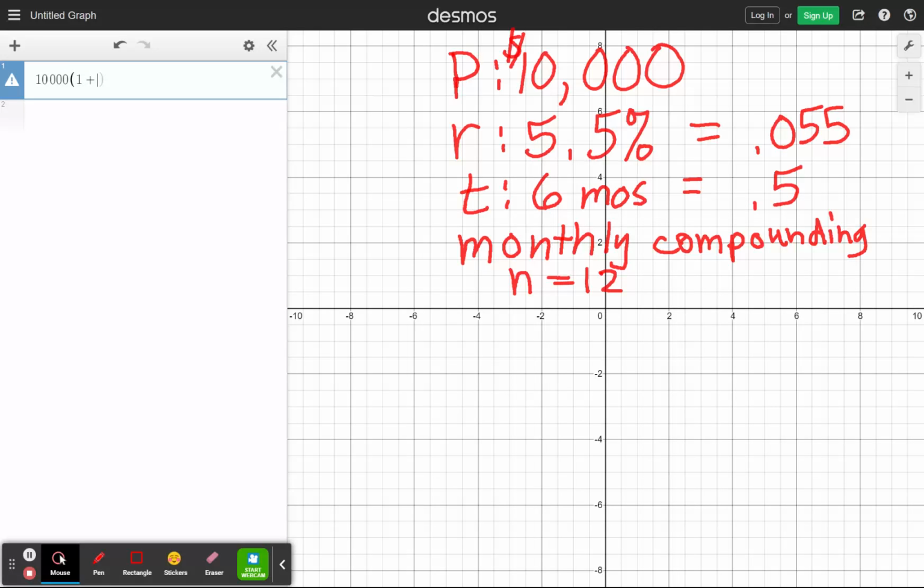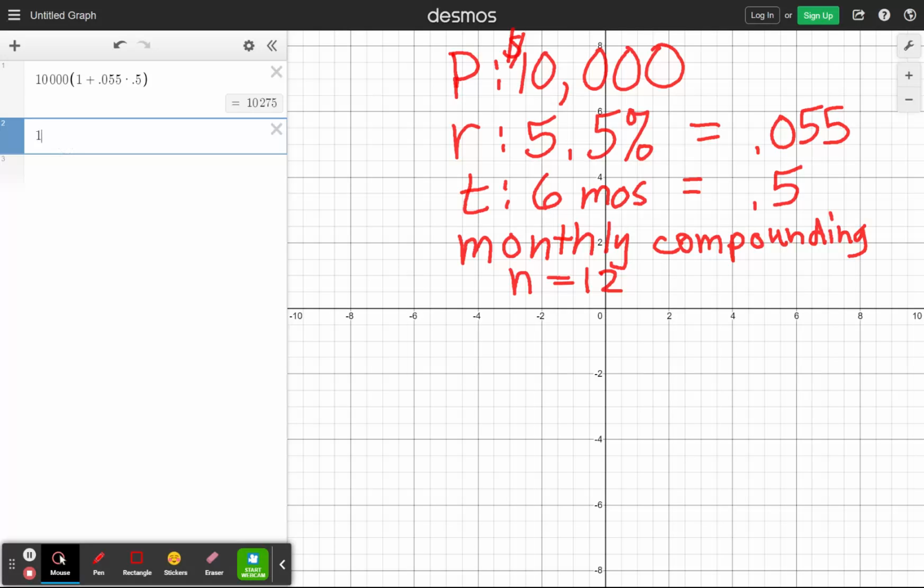plus RT. Well, our R is 0.055 times the time is half a year. So our money in half a year would have grown to $10,275. So that was problem number 1. Problem number 2 is to find the future amount if there was compound interest with monthly compounding.